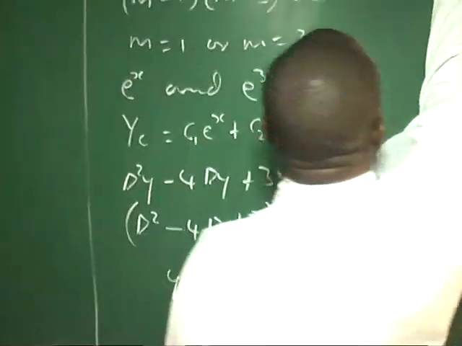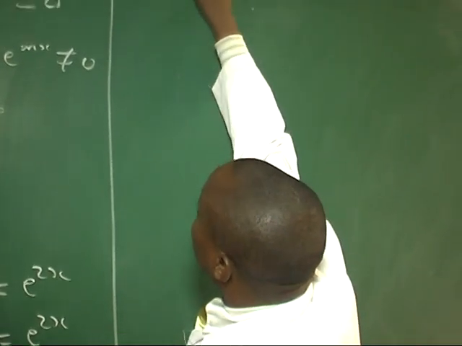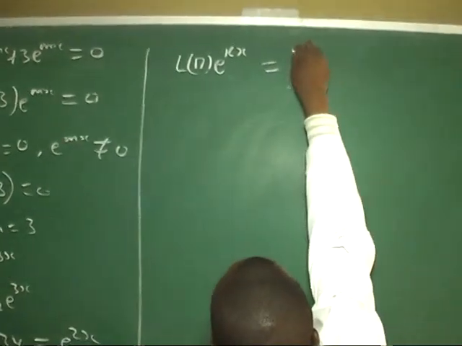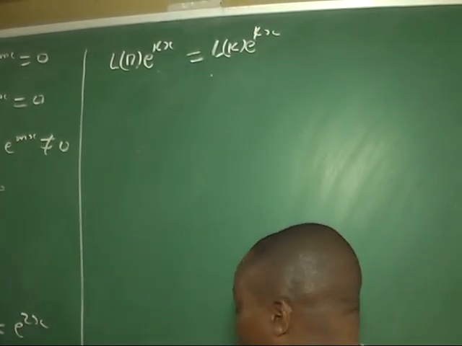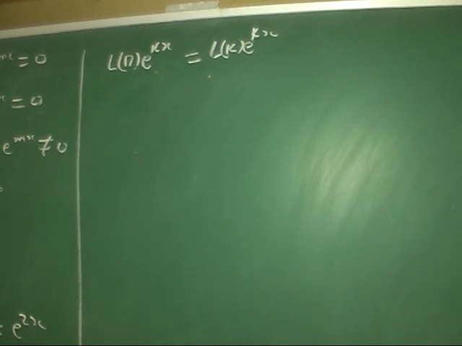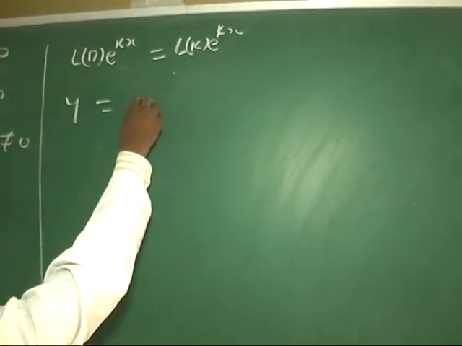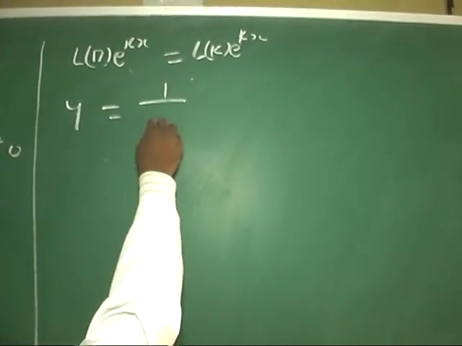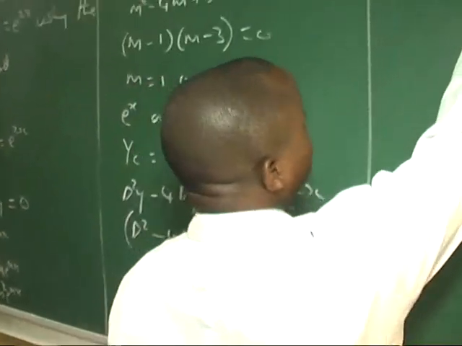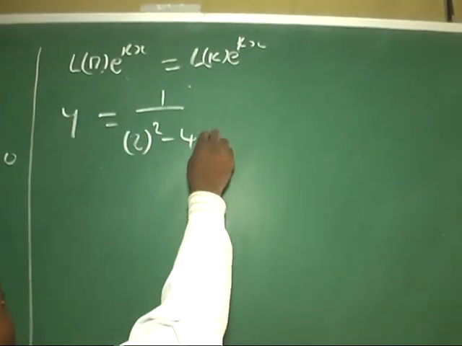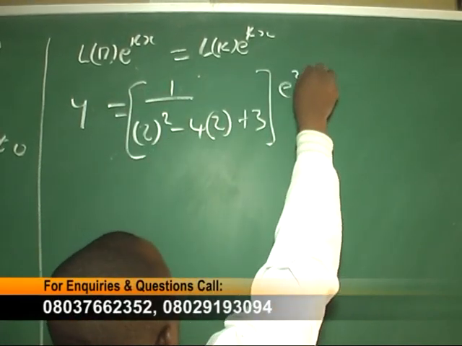And we recall, we just finished a theorem. Recall that L of D of exponential kx will be equal to L of k exponential kx. Look at the first theorem that we proved. What this means is that we can write y as 1 all over, we put k, and for our k here, this is 2. So we have 2 squared minus 4 times 2 plus 3, and this is exponential 2x.